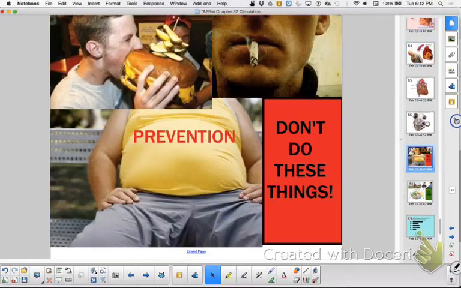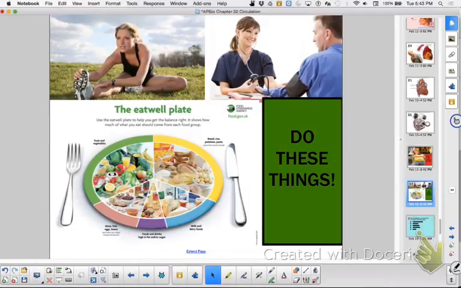How can you avoid this? Don't do these things. Don't eat a lot of fatty foods. Don't smoke. Don't be overweight. And then positive, do these things: exercise, regular visits to the doctor, and eat healthy foods.